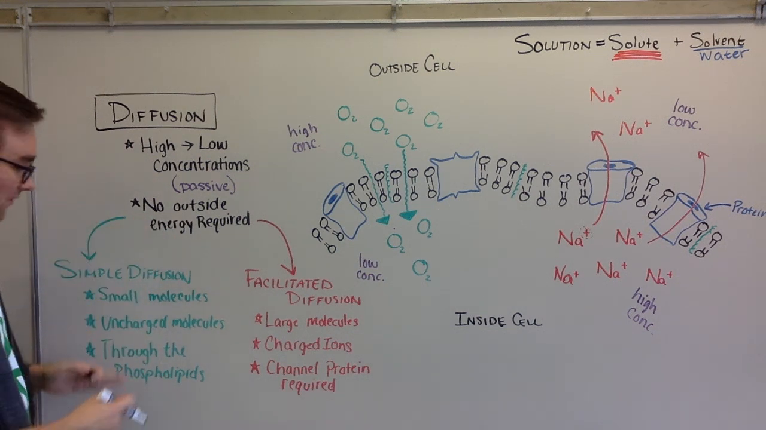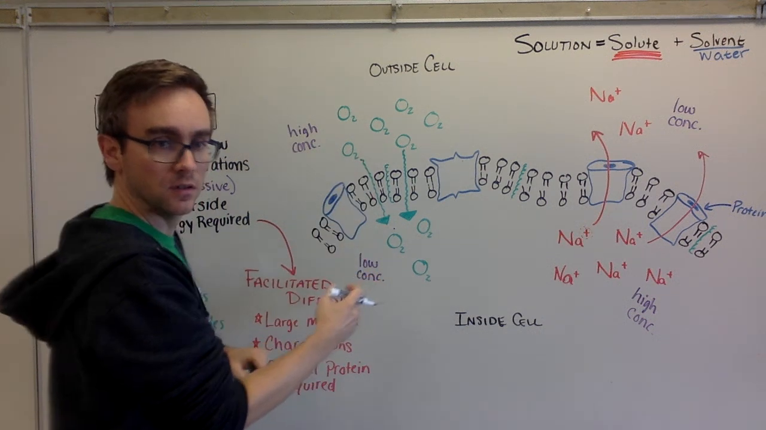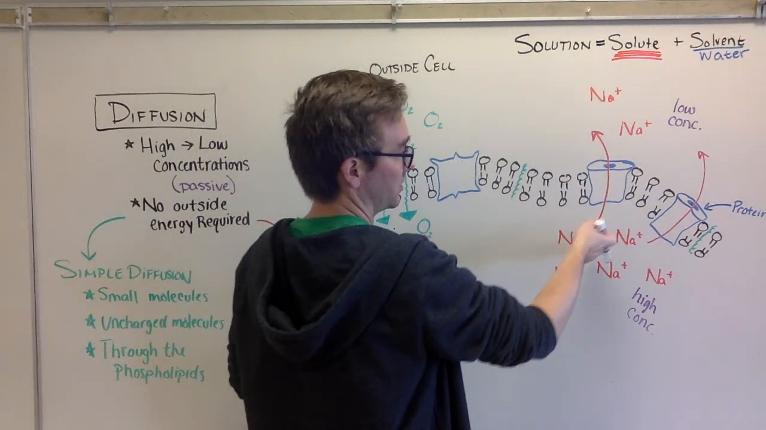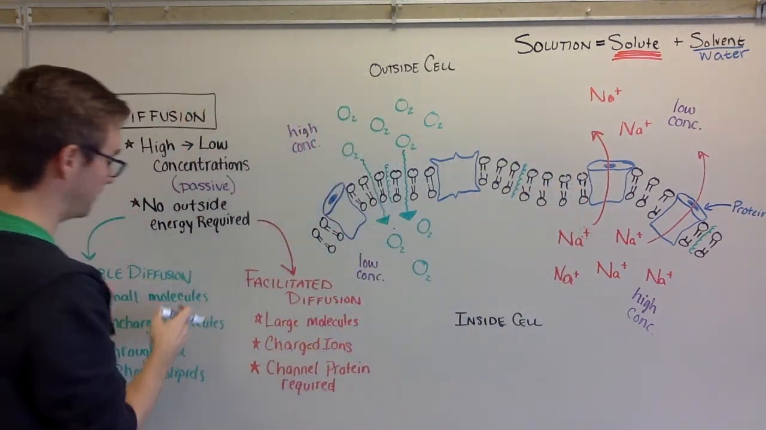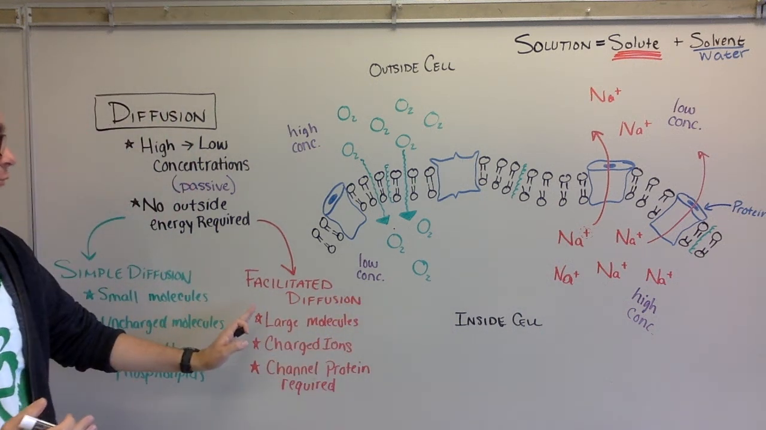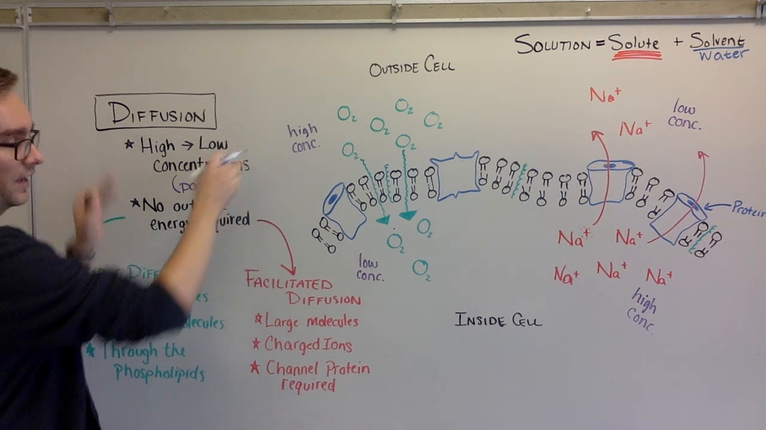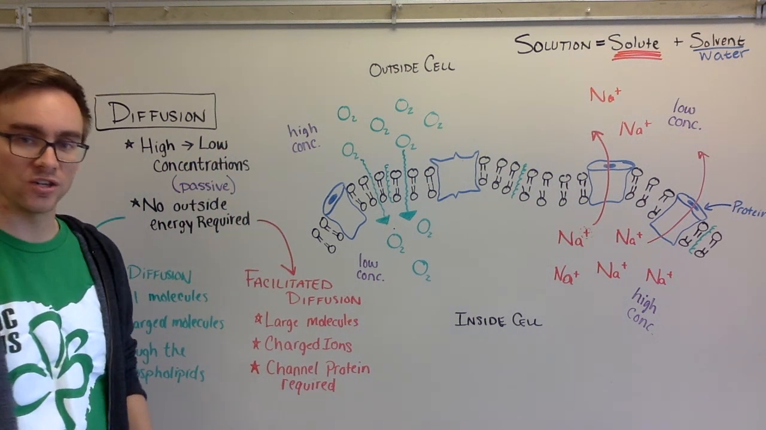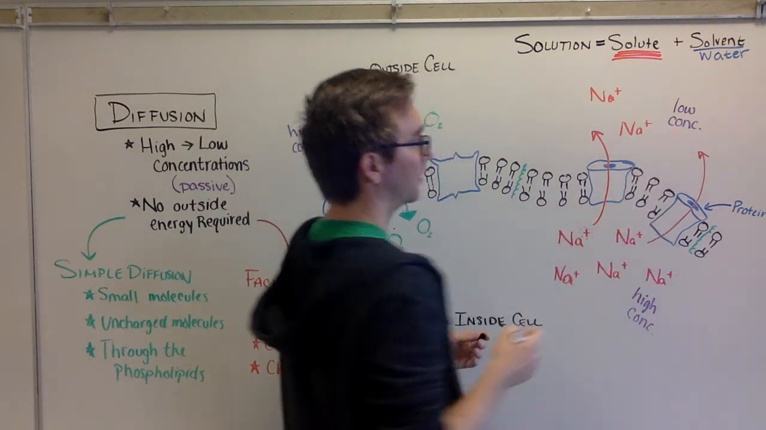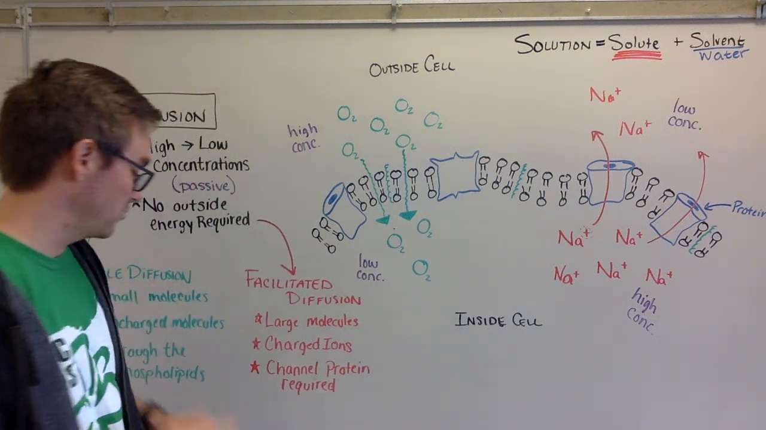Now there's two types of diffusion. With small uncharged particles, they go right through the phospholipids. If they are large or charged ions, they need a channel protein to do that. But either way, whether it goes through the phospholipids or through a channel protein, it needs no outside energy and it goes from a high to low concentration. Both of these went from high to low. Okay, that's our first example. This is diffusion.